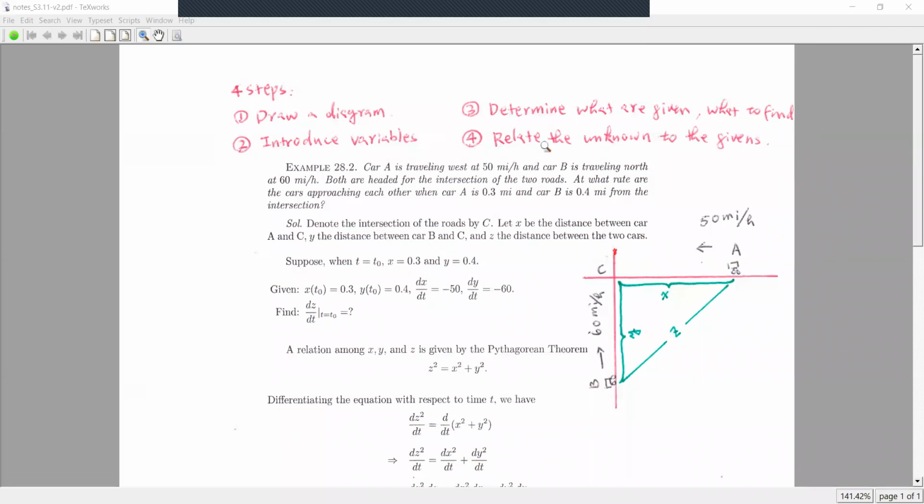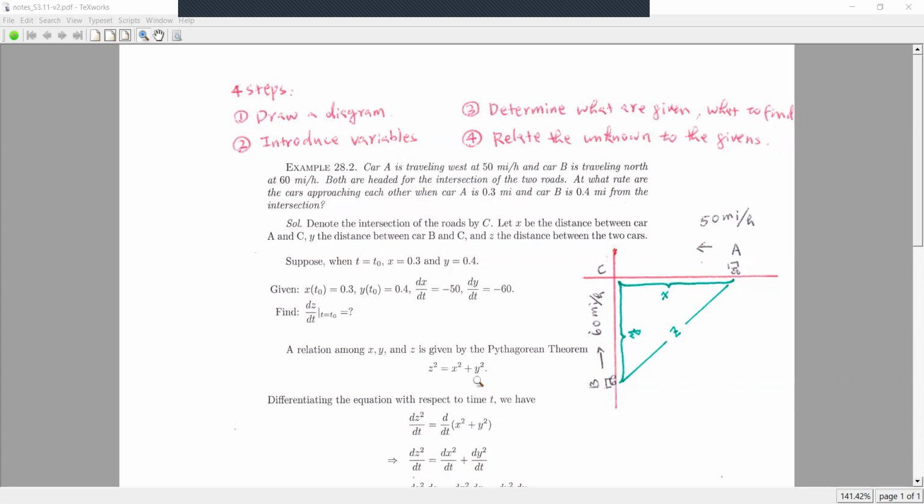Step 4. Relate the unknown to the givens. The unknown is dc/dt. The givens are dx/dt and dy/dt. We need to find a relation among them. A relation among x, y, and z is given by the Pythagorean theorem. By the Pythagorean theorem, c squared is equal to x squared plus y squared.